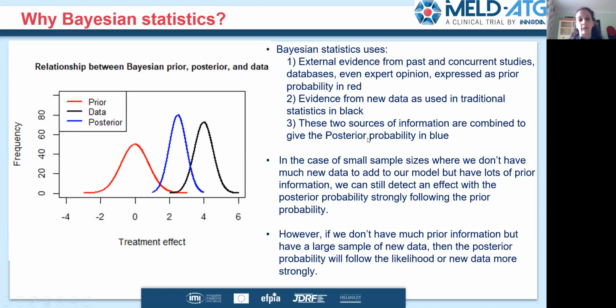And traditional statistics tends to just use evidence from new data, that is your black curve. And often that's done in a model. However, with Bayesian statistics, we combine these two sources of information to give the posterior probability in blue.